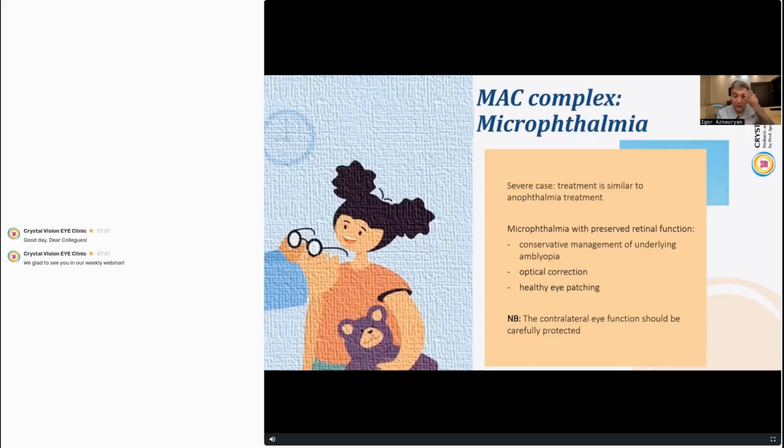Well, in principle, if there are also cosmetic aspects, for example, strabismus or other such issues, such as asymmetric eyelid fissures, then this means surgical treatment is needed.